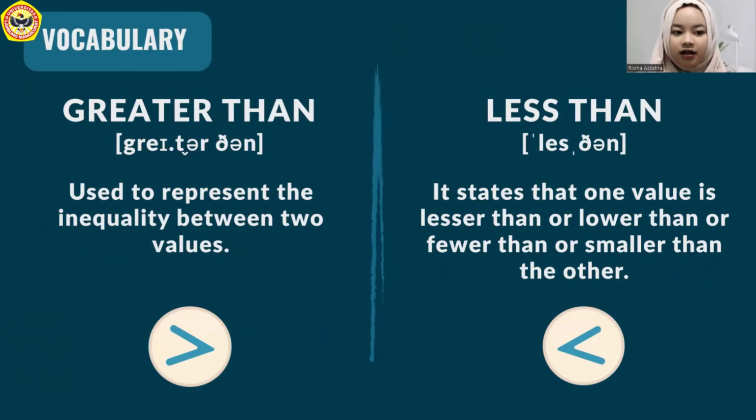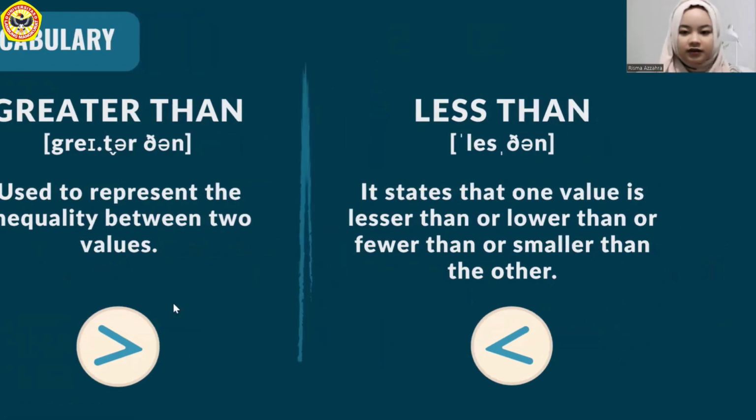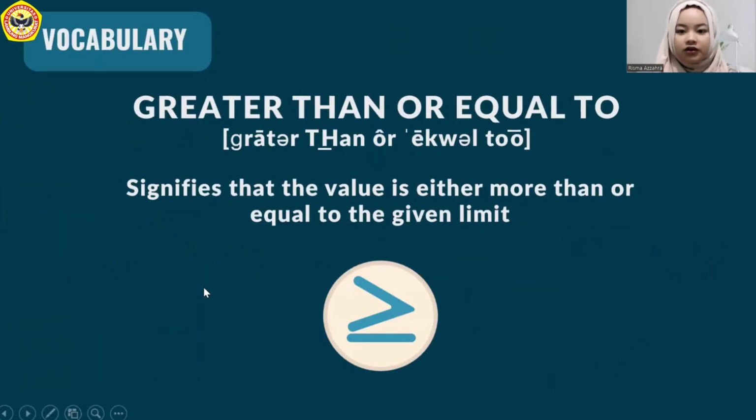Greater than is used to represent the inequality between two values. Less than. It is used when one value is lesser than or lower than or fewer than or smaller than the other, and we use the symbol here. Greater than or equal to. So it signifies that the value is either more than or equal to the given limit.